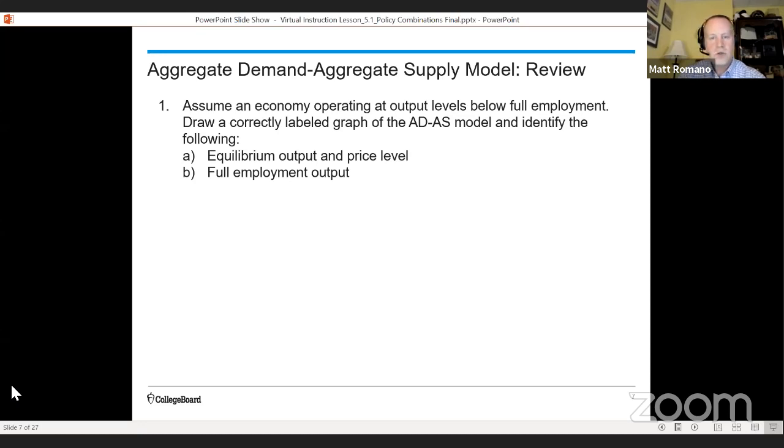So what I want you to do is, as I'm talking here, go ahead and draw your ADVAS model. Make sure everything is correctly labeled. And on that ADVAS model, we want to show output below full employment. We want to show a recessionary gap. I'll give you just a second to finish that up. Hopefully you're already doing that. And then we'll take a look at what this actually looks like.